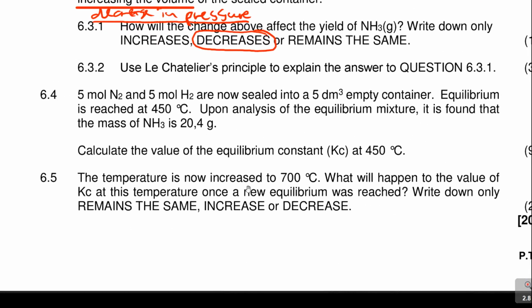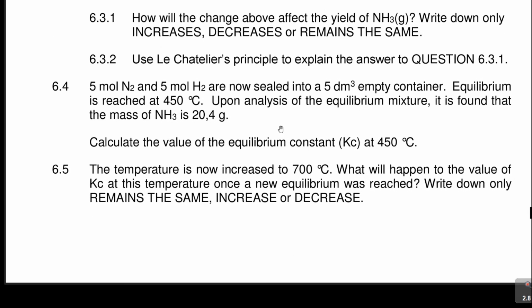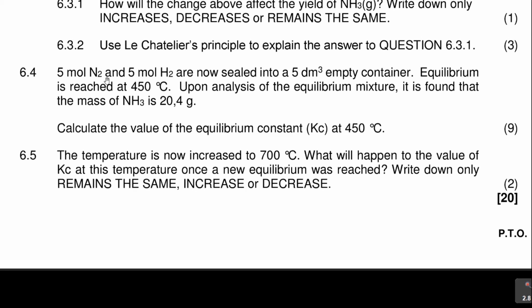Okay, and then let's look at this now. I just have to clear that. 5 moles of nitrogen and 5 moles of hydrogen are now sealed in a 5 dm cubed container. Equilibrium is reached at that. Upon analysis of the equilibrium mixture, it is found that the mass of ammonia is that. Calculate the value of the equilibrium constant at this, 9 marks.